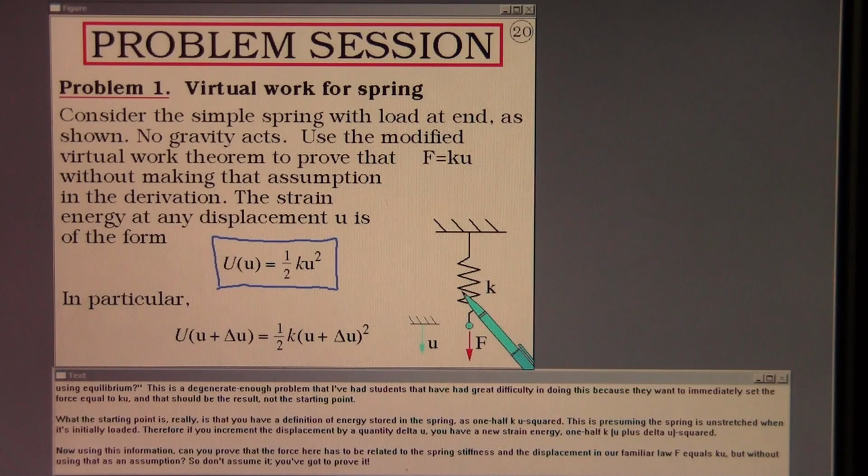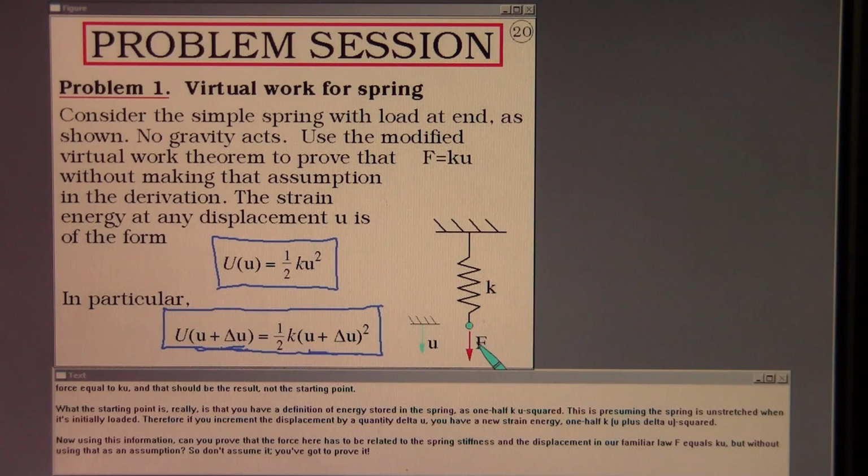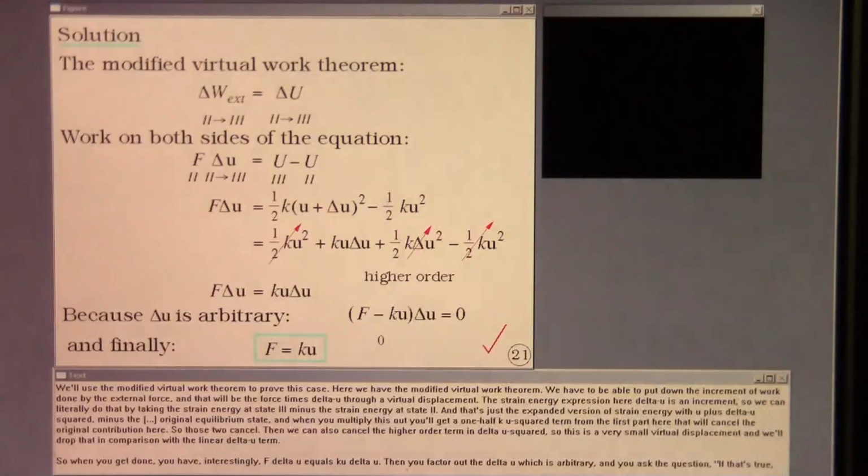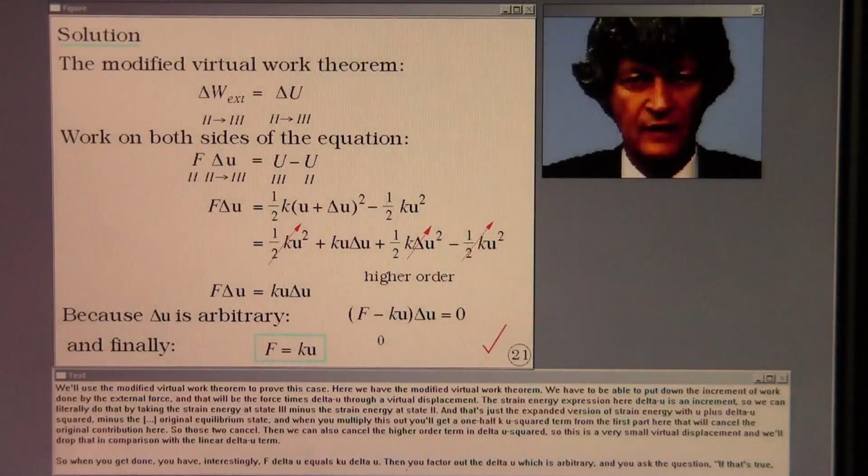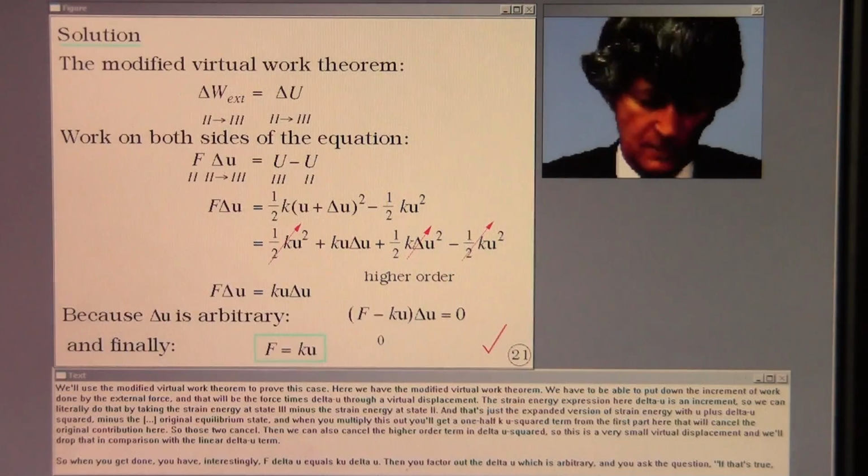Therefore, if you increment the displacement by a quantity delta U, you have a new strain energy, 1/2 K(u plus delta U) squared. Now, using this information, can you prove that the force here has to be related to the spring stiffness and the displacement in our familiar law F equals Ku, but without using that as an assumption? So don't assume it. You've got to prove it. We'll use the modified virtual work theorem to prove this case.